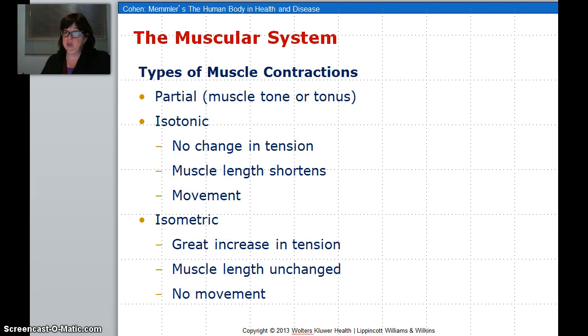When it comes to muscle contraction, there are isotonic and isometric. The term iso means same. Isotonic means the same tension, so the muscle will shorten and you'll have movement. Isometric means the same length. So the length is unchanged and you have an increase in tension, but you have no movement.